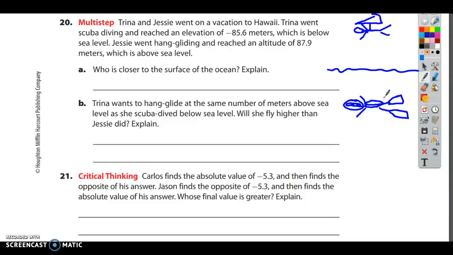So it says, who is closer to the surface of the ocean? Now, they're both about 80-something meters away, but we just got to look at those two numbers. And we don't need to worry about the sign. We're just going to look for whichever one's closer to 0. Is 85 closer to 0, or is 87? Well, 85 is. So who is closer? It's going to be Trina.